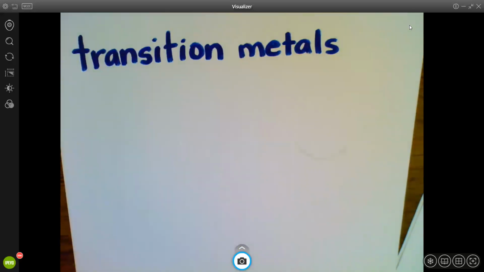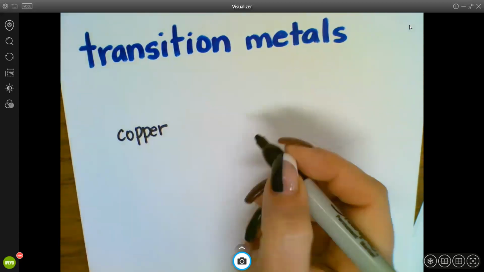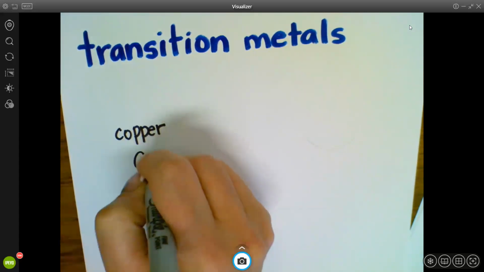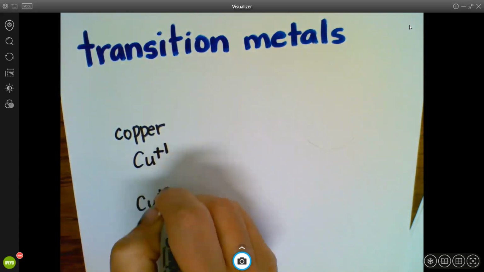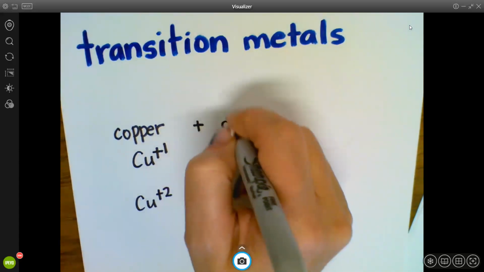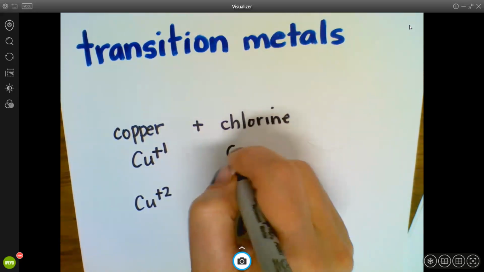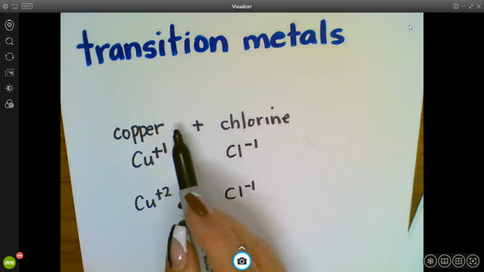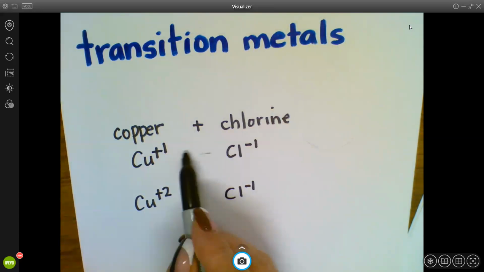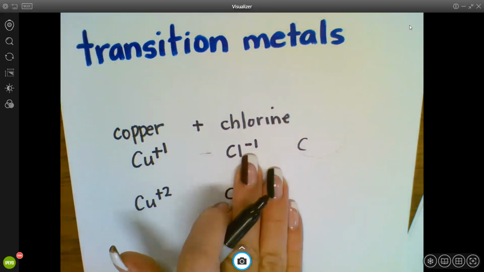Let's look at an example. Let's take copper. There are two possible ions for copper. There's copper with a 1+ charge, and there's copper with a 2+ charge. So let's say we wanted to combine copper and chlorine. Now, chlorine is a nonmetal, and it always has a -1 charge. So remembering the rules we had for ionic compounds, if I were to put these together, you can see that this is losing 1 electron, this is gaining 1 electron.